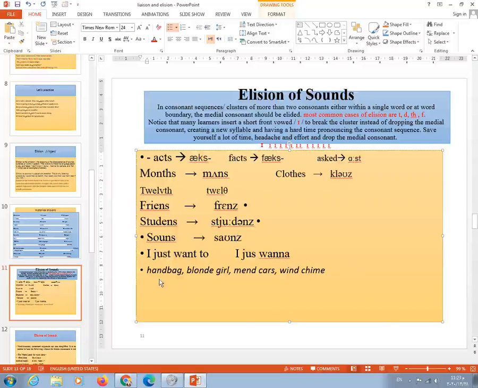Handbag تبقى ايه؟ Handbag. And if we apply the rule of assimilation this اللي خدناها قبل كده لو قلنا is followed by ba, it becomes what؟ فاكرين؟ It becomes ما. فعندنا عمليتين elision and assimilation. Handbag. Okay, blonde.